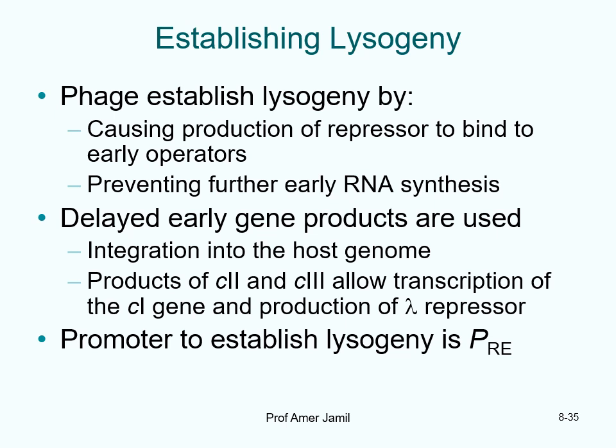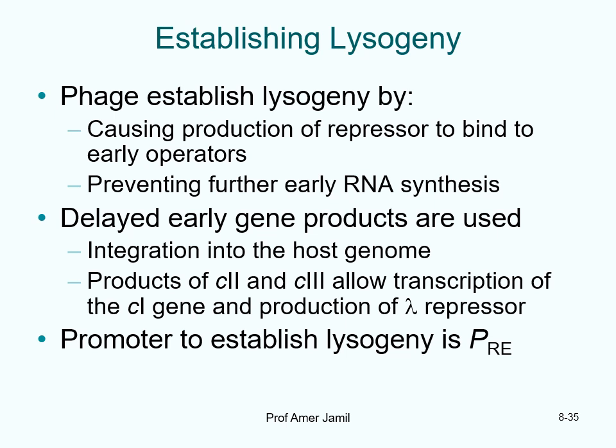How is lysogeny established? This phage establishes lysogeny by causing production of repressor to bind to early operators and preventing further early RNA synthesis. And delayed early gene products are used. Integration into the host genome takes place, and products of C2 and C3 allow the transcription of the C1 gene.